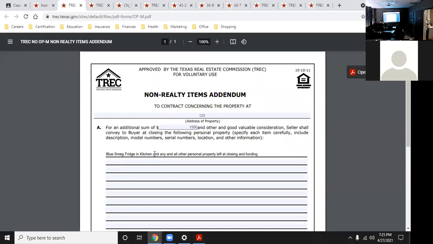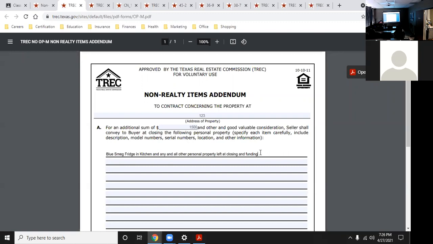So we use this form basically in every transaction to, if nothing else, put this in there: any and all the personal property left at closing and funding, or left at subject property at closing, whatever. We put that in every single one because you don't want to get caught in that situation where you buy a house, you go to move in, you can't because all the seller's stuff is still there because they're not going to move out for another 3 weeks. Well, now you can tell them to get off your lawn. That's not your stuff. You can have a big garage sale or you can just keep it, whatever you want to do. So that just saves your clients.